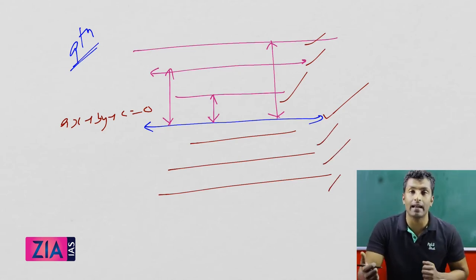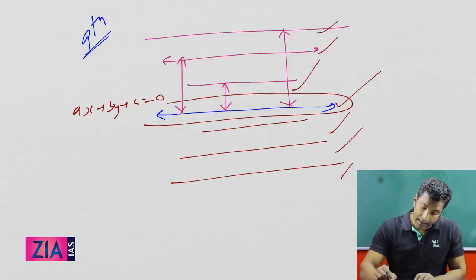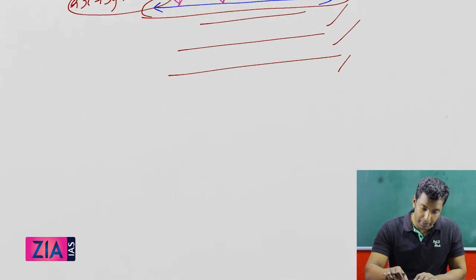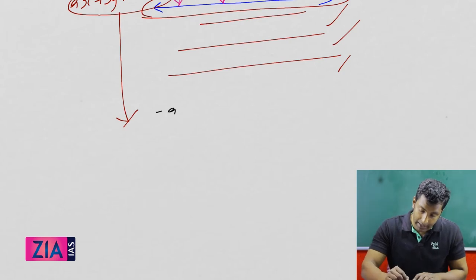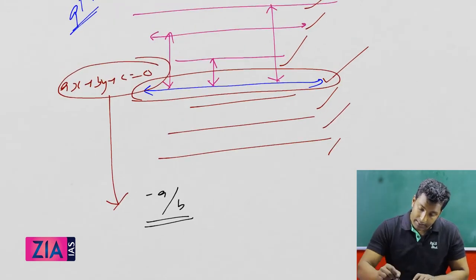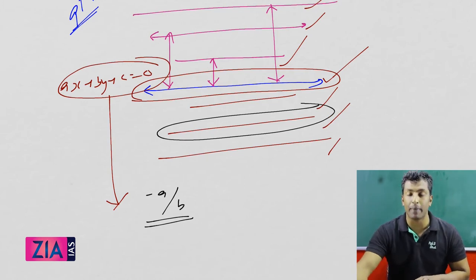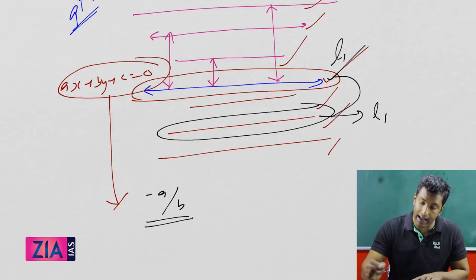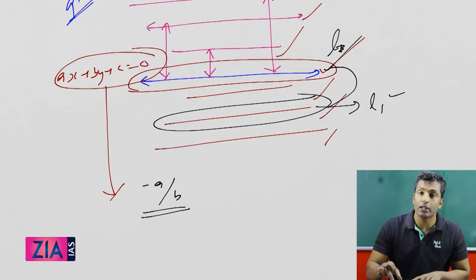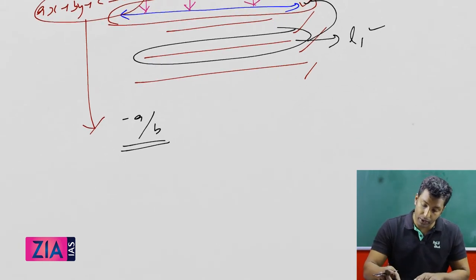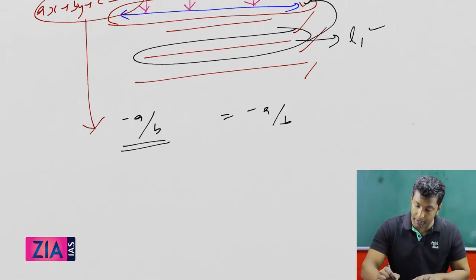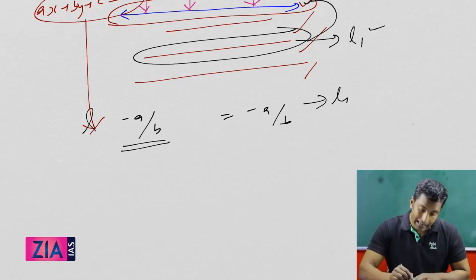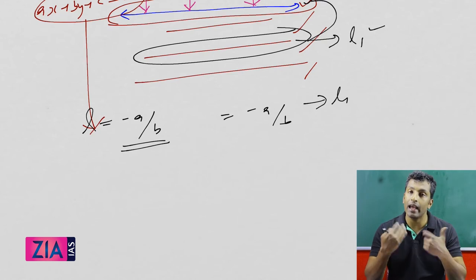So let's try to derive an understanding for the family of parallel lines. Now the equation of the given line is ax plus by plus c equal to 0. What will be the slope of the given line? The slope of the given line is minus a by b. Now consider this particular line which is parallel to the given line. Let's suppose this is your line L1 and this is your line L. L and L1 have the same slope, so L1 is also having slope minus a by b.